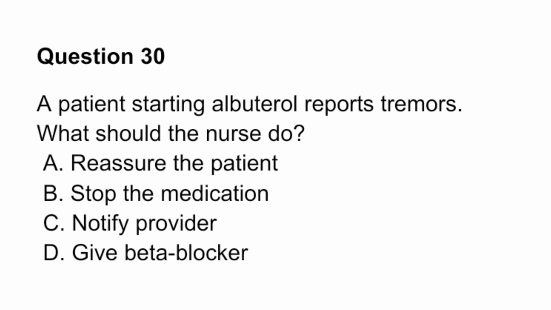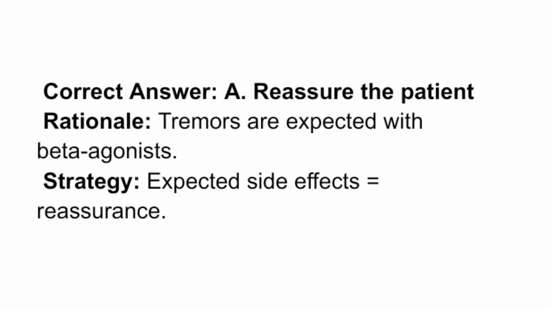Question 30. A patient starting albuterol reports tremors. What should the nurse do? A. Reassure the patient. B. Stop the medication. C. Notify provider. D. Give beta blocker. Correct answer, A. Reassure the patient. Rationale, tremors are expected with beta agonists. Strategy, expected side effects equals reassurance.